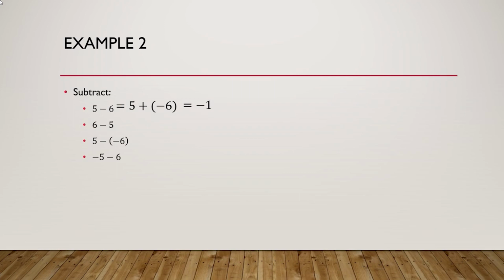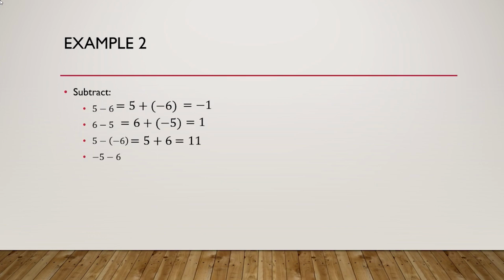So 6 minus 5, I think you know how to do that. That's just 1. But you can see how I demonstrated how you would change that from subtraction to addition. Now 5 minus negative 6, that's a little tricky, but if you know that subtraction is adding the opposite, so adding the opposite of negative 6 would be a positive 6. So you would actually add 5 plus 6. I know you know how to do that. That's 11.